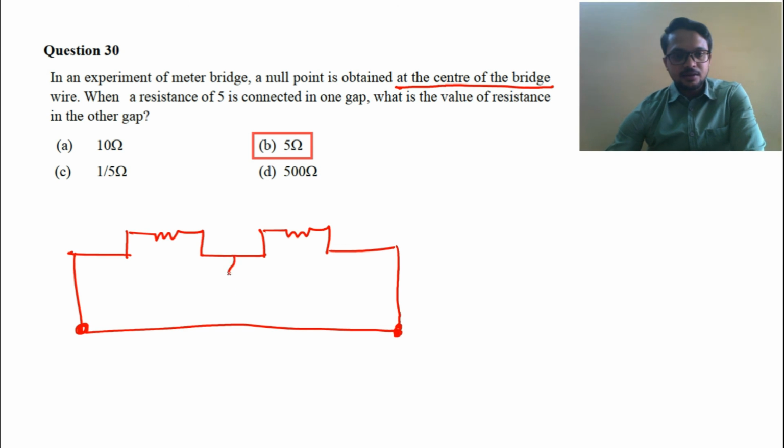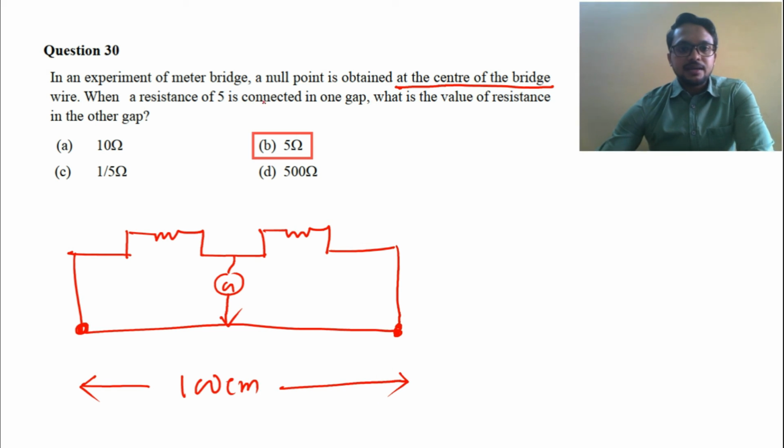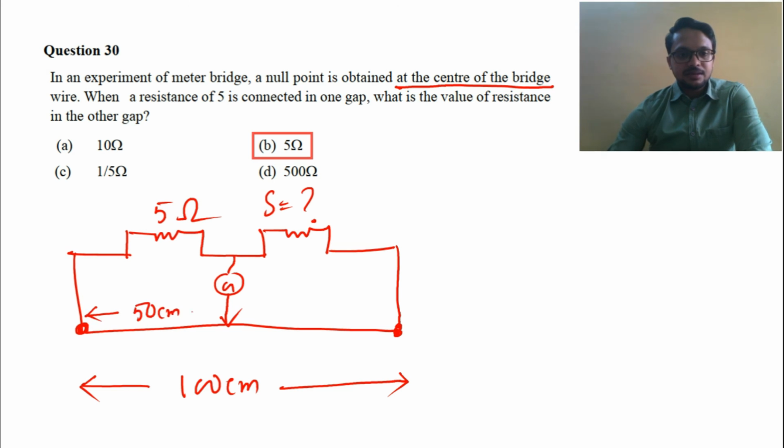Here there is one galvanometer, and the galvanometer is connected at the midpoint. It is given here, the center of the bridge. For a meter bridge, no other length is given, so we take 100 centimeter, 1 meter. A resistance of 5 is connected in one gap, so suppose this is 5 ohm. What about this resistance? Suppose this is S, S equals question mark. At the midpoint, this distance will be 50 centimeter, and this distance will also be 50 centimeter.